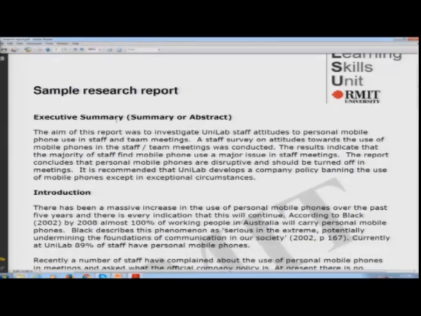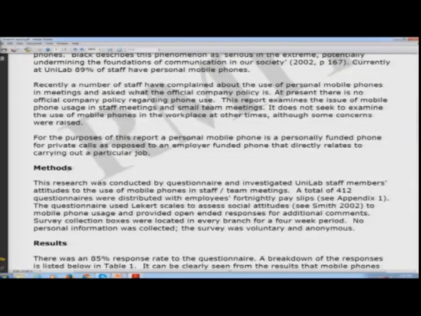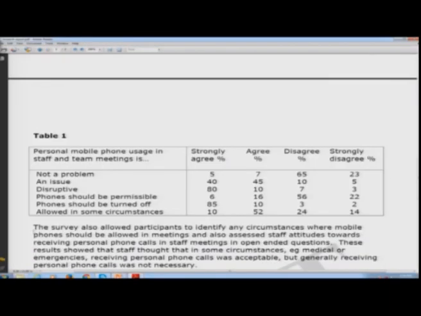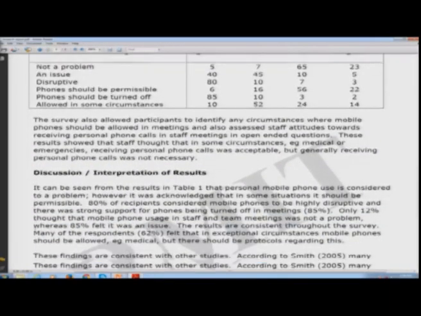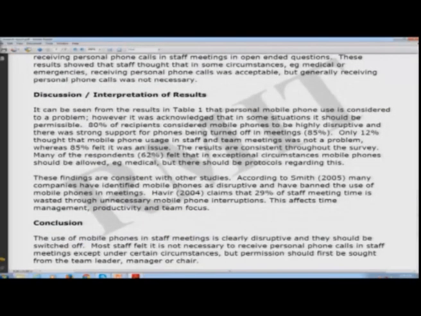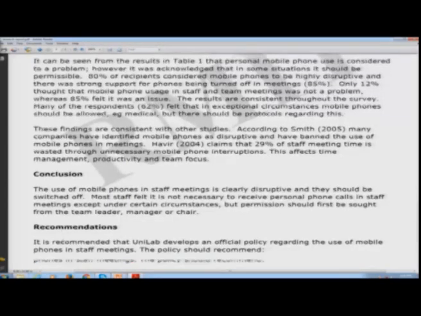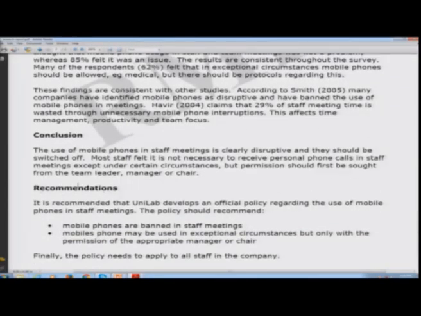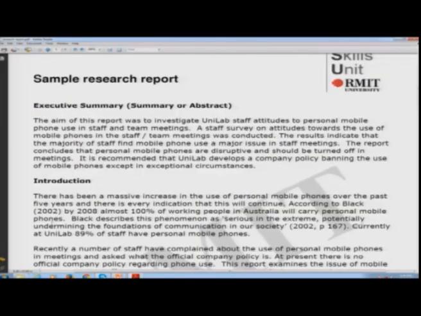This is the executive summary, or you can also call it a summary or an abstract. Then you have the introduction section, then methods, then results. Under results you find some tables. Then discussion, also known as interpretation of results, then conclusion, then recommendation. This is a specific section, probably something to do with research, we will look at it in detail. Now, let us read this in detail.